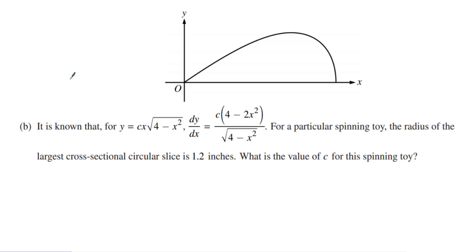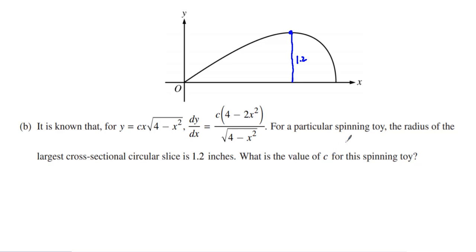Now we go to B. B says it is known that for this function, and they gave us the derivative of this function, for a particular spinning toy, the radius at the largest cross-section is 1.2 inches. So that means right here is the largest radius. So that is going to be 1.2 inches right there. And we want to know what the value of c is.